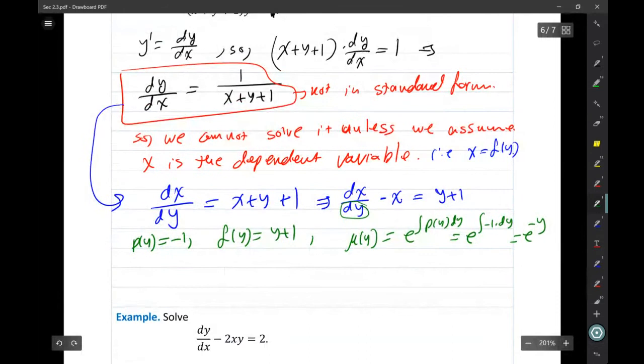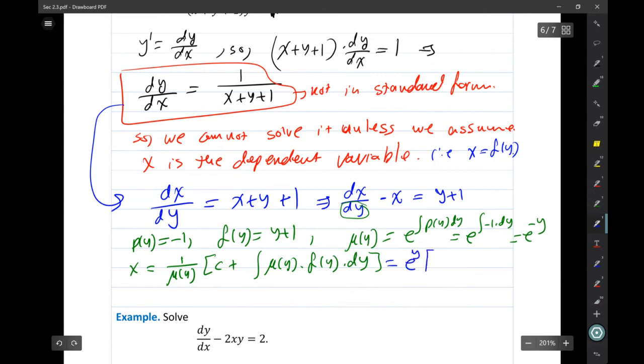Now the solution x becomes as follows: 1 by mu of y times c plus integral mu of y times f of y dy, which is equal to e to the power y, because 1 divided by e to the power minus y is e to the power y, times c plus integral e to the power minus y times y plus 1 dy.